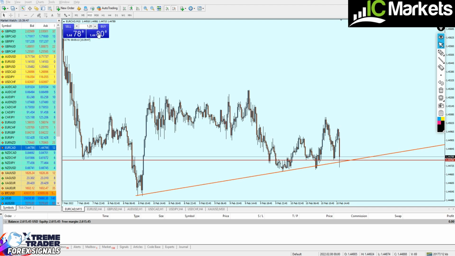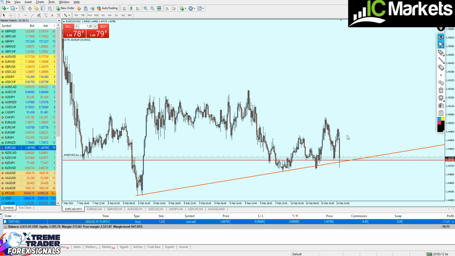So I'm going to place the buy order exactly right now. Perfect. The first thing is to place the stop loss.